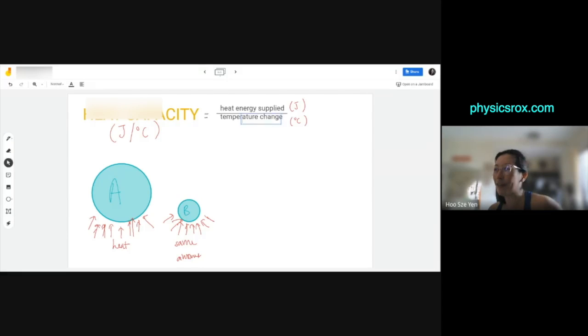Why did you write different? Okay. Why does this Jamboard like to do this one?